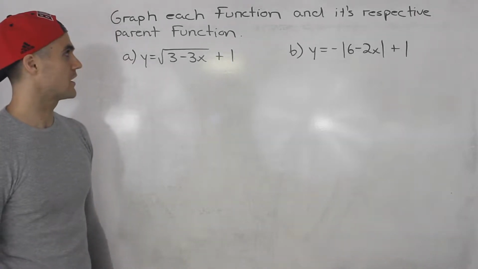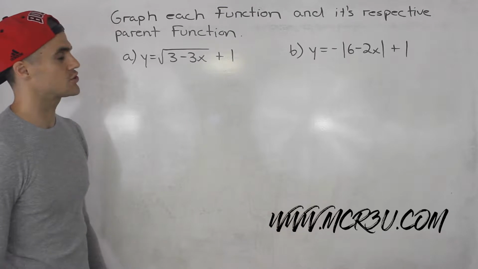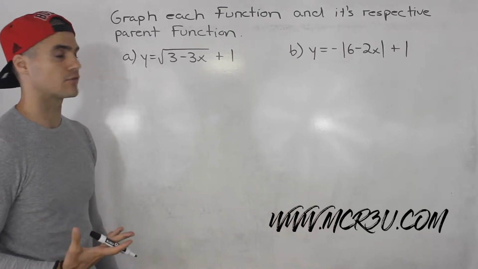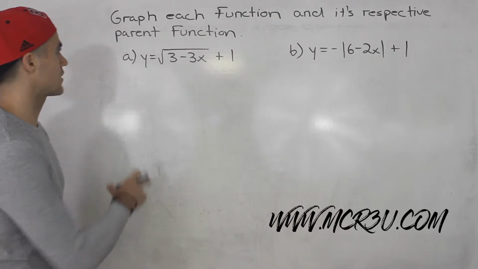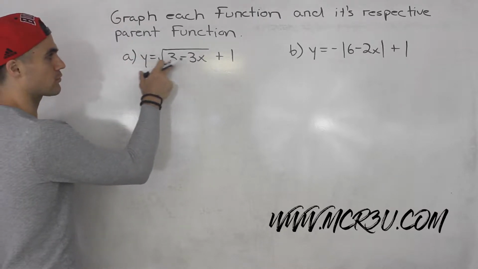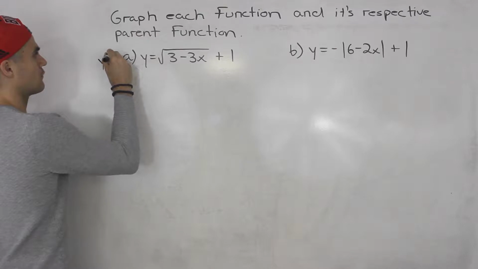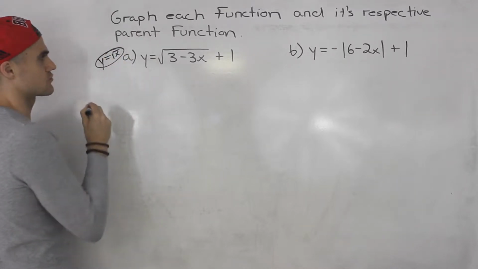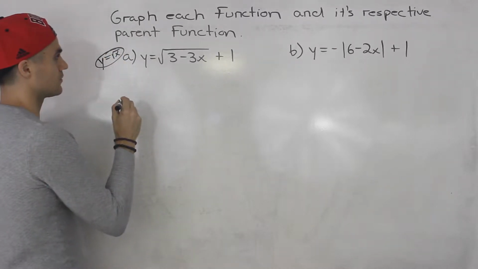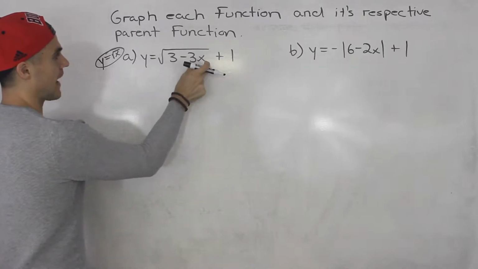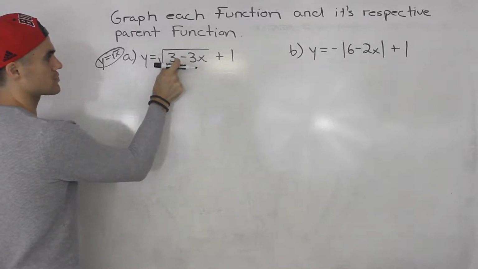In this question, we have to graph each of these two functions and their respective parent function as well. Starting off with part A, we got y is equal to root 3 minus 3x plus 1. Well, what's the parent function? Parent function is just root x. So notice that usually the x is here, closer to the left side.